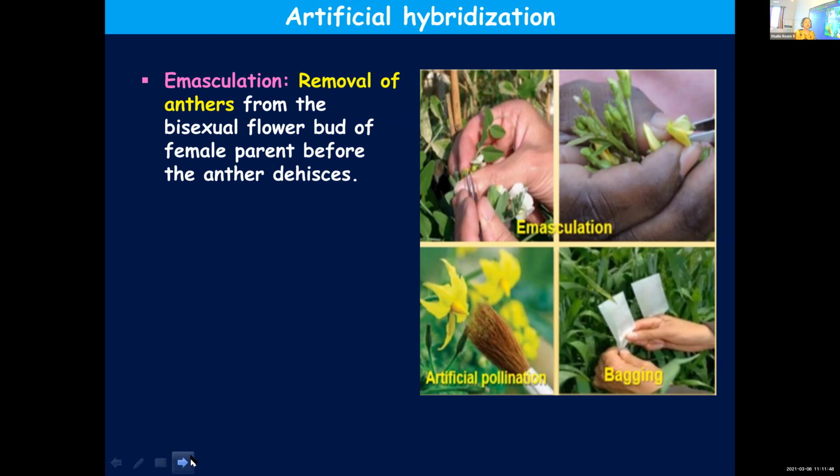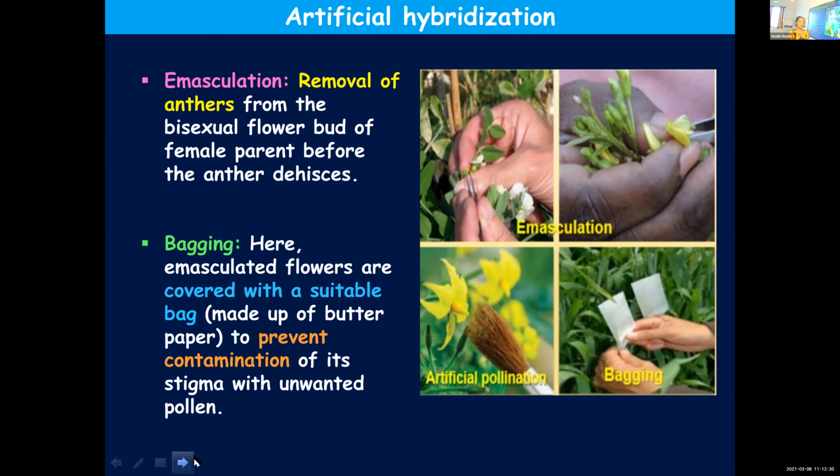So the first step to be carried out is emasculation. Emasculation is the process of removal of anthers from a bisexual flower. As I told you, this step can be skipped in the case of unisexual flowers, because they do not have both the reproductive structures. Either stamen or pistil only will be present in unisexual flowers, so there is no point in removing anthers from the flower. But in the case of a bisexual flower, to prevent self-pollination, we need to remove the anthers before they dehisce.